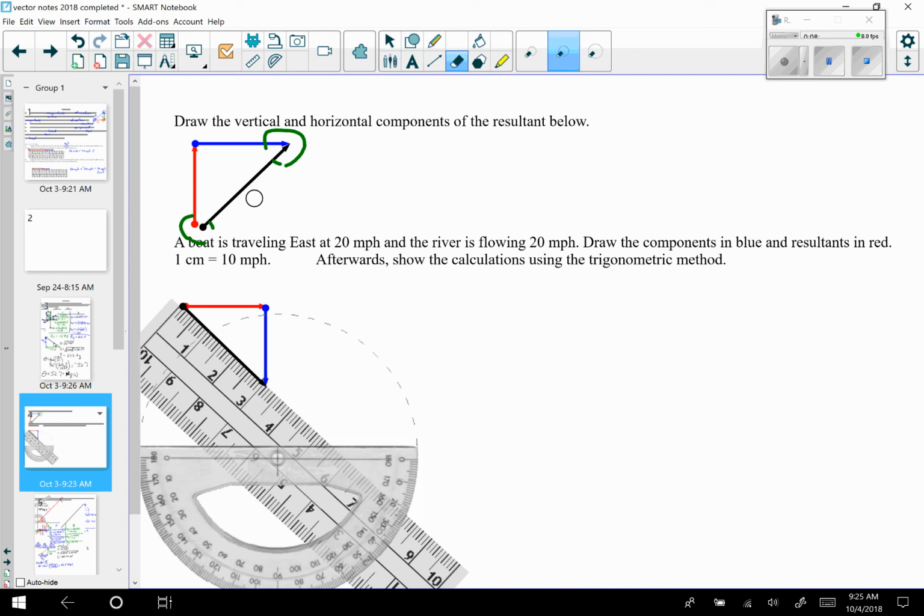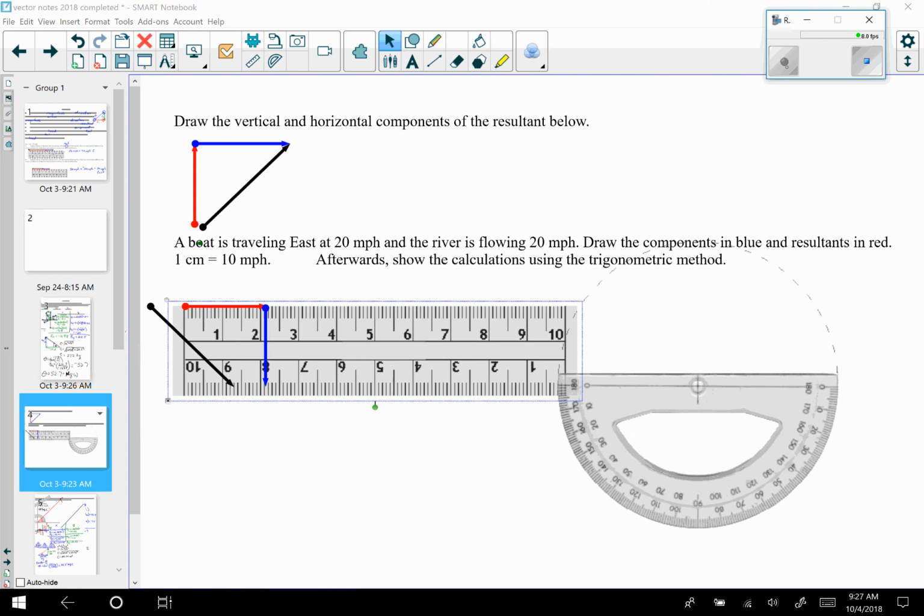Okay. Now we're going to get into a little bit more difficult problems here, because we're going to do these both graphically and trigonometrically. And so I'll have to teach a little trigonometry as we go along here. I got a boat traveling east at 20 miles an hour. So the very first thing I'm going to do is draw a 2 centimeter line going directly to the east. So that's what I do here. So if you notice, I drew a 2 centimeter red line going to the east.